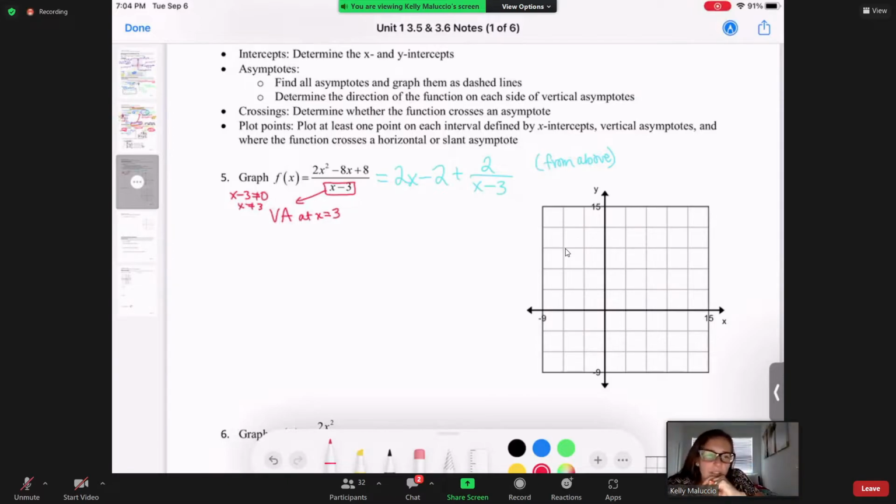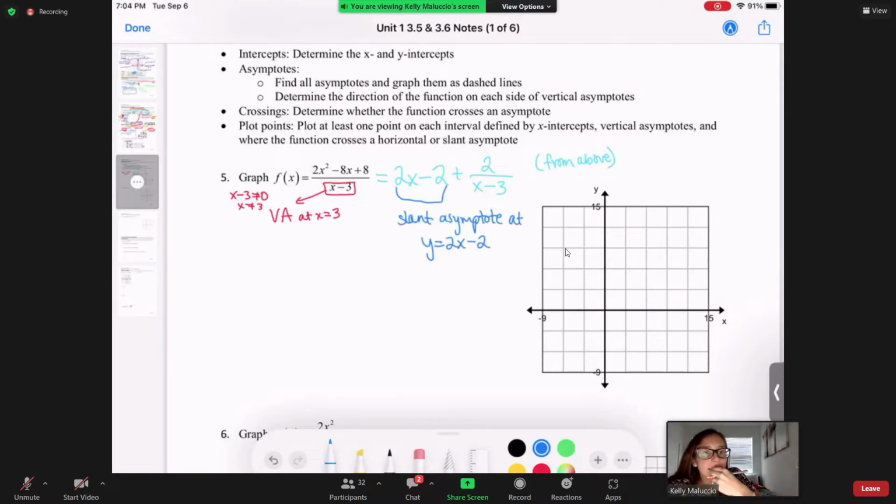I'm starting with asymptotes. I could go back to intercepts, so I'm not going in order here. I apologize if that bothers anyone. But we know from the work that we did above that this represents the slant asymptote, and it's y equals 2x minus 2.